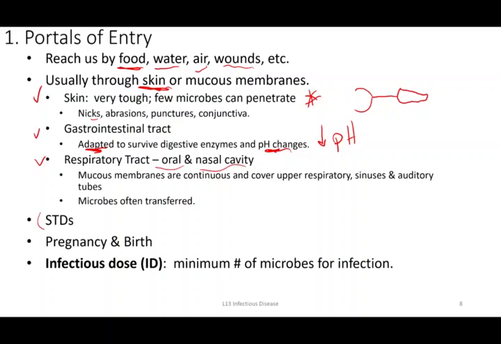There's obviously sexually transmitted diseases as well. And then I mentioned that the womb is relatively free of microorganisms, but there are some that can be transmitted across the placenta, so it's called transplacental. And then also during the birthing process. So if mom has certain infections present, then they can be transmitted during that birthing process as well.